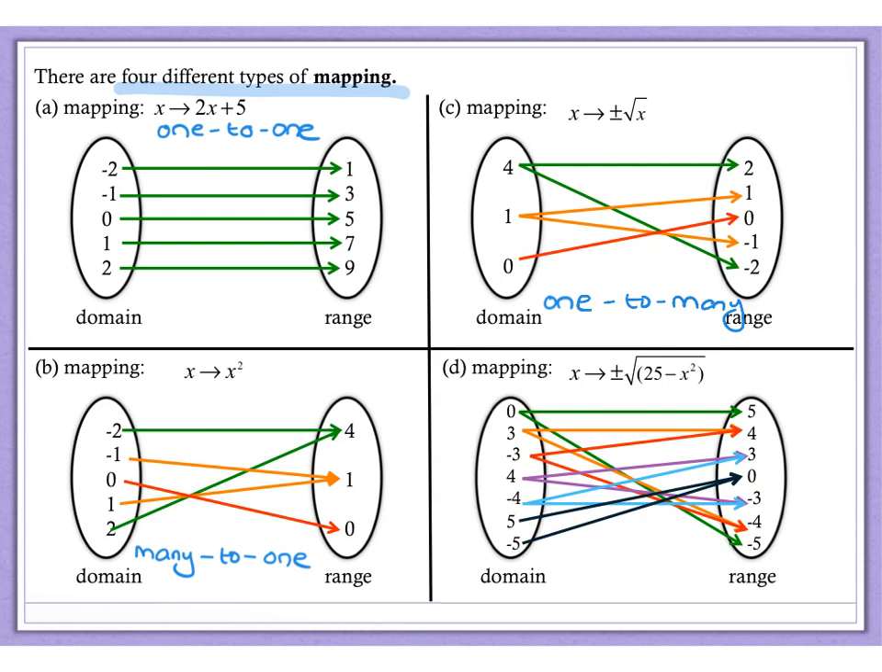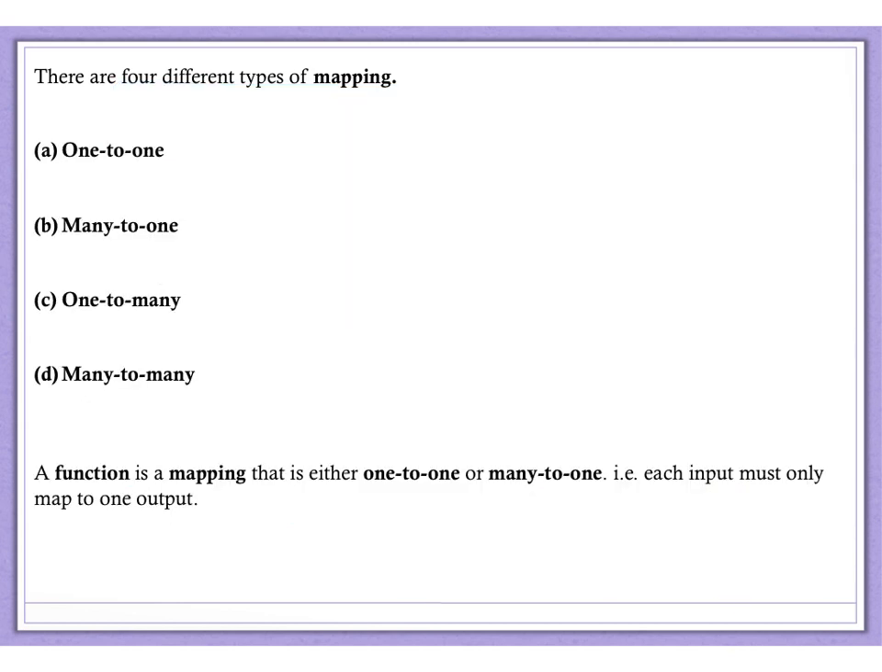So the most complex of all, this is called a many-to-many mapping. So we can see listed here the 4 different types of mapping: one-to-one, many-to-one, one-to-many, and many-to-many.